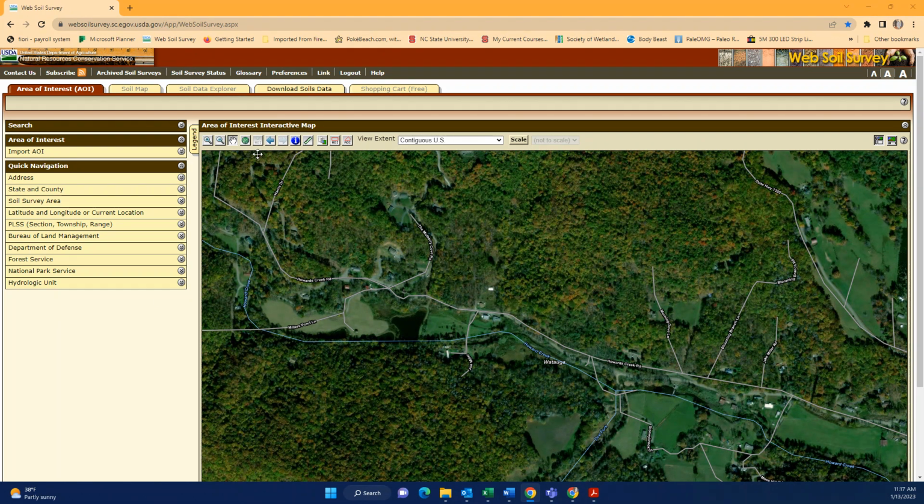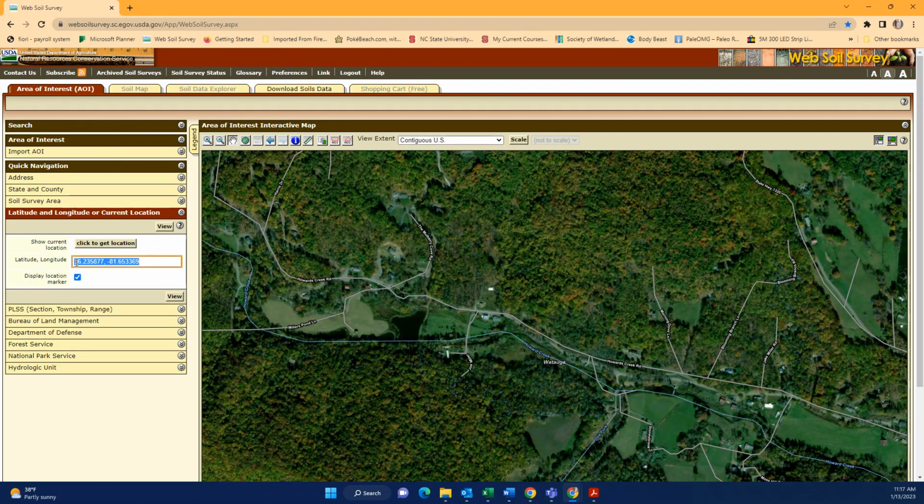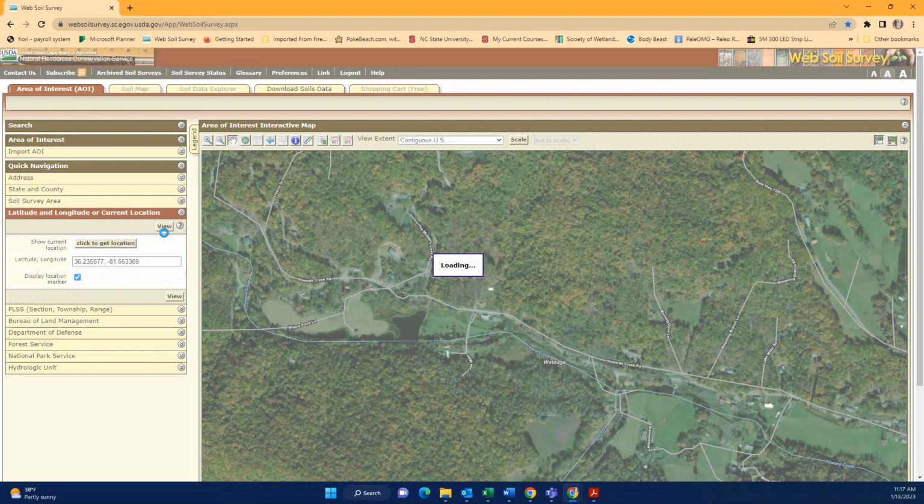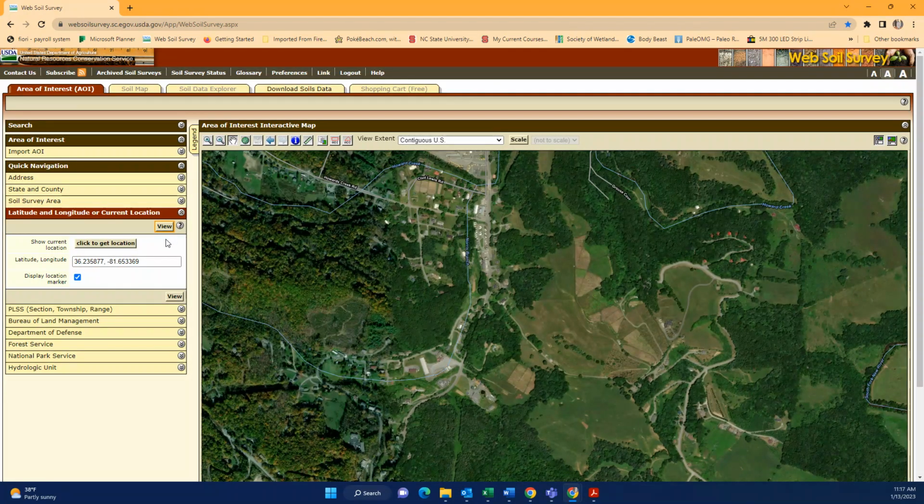And once you get there, you're going to go ahead and put in your latitude or longitude or your address for the site. So for this, I have that latitude and longitude. I'm going to copy and paste that in there, and I'm going to put view. And that's going to take me to the site that I have. What it's going to do is generate a little orange circle either at the address or the latitude or longitude of where you have told it to go to.